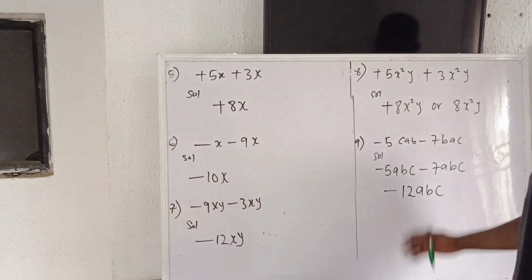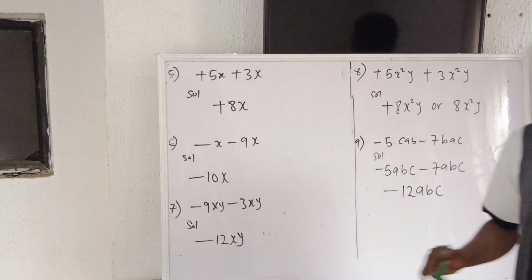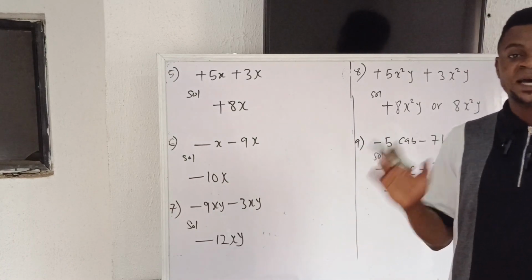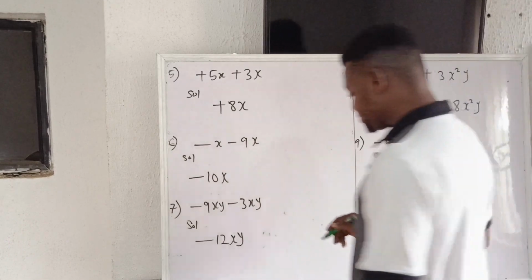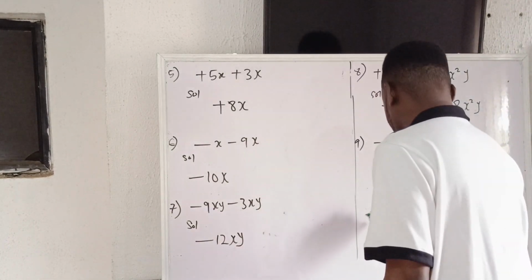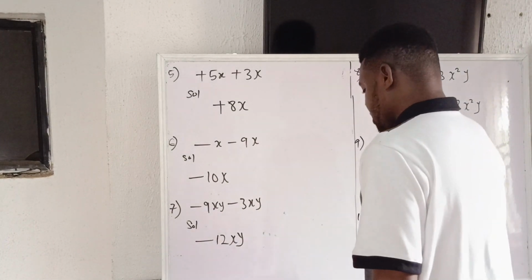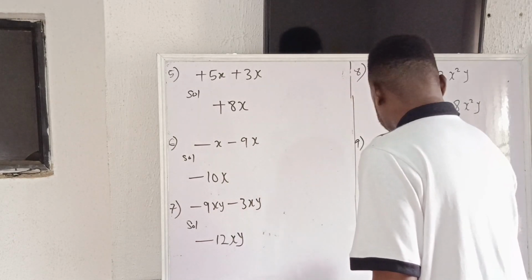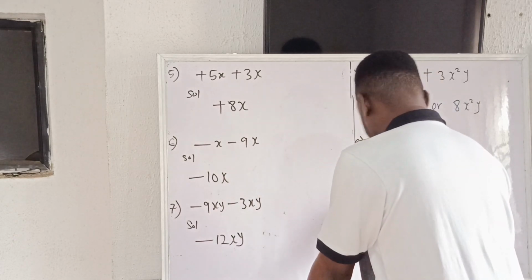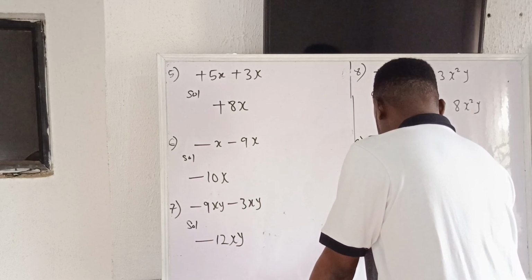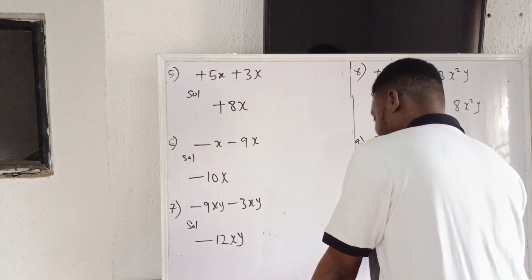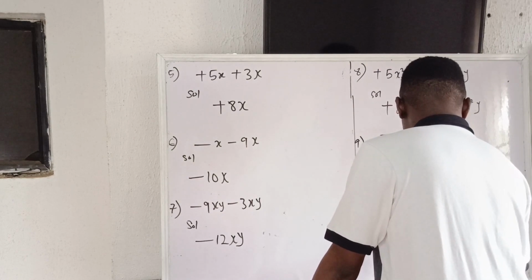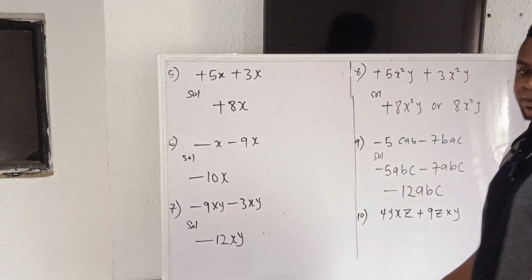So please, I want you guys to just take note of the rules. Same sign rule: pick one of the similar signs and always add both numbers together. So let's look at another example. Let's look at example 10. We were told to simplify 4yxz plus 9zxy. How do you go about simplifying this?